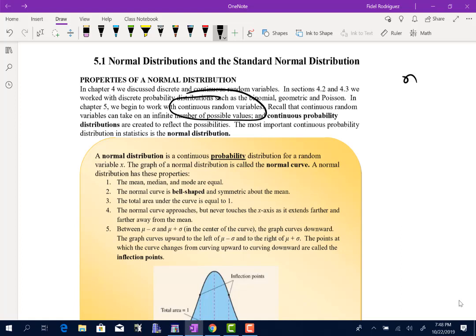So notice what it says here. It says, recall that a continuous random variable can take on an infinite number of possible values, and continuous probability distributions are created to reflect the possibilities. And it says the most important distribution is what we call the normal distribution.